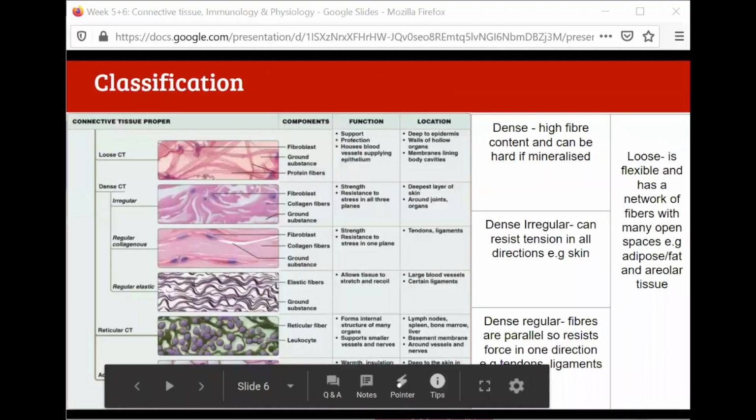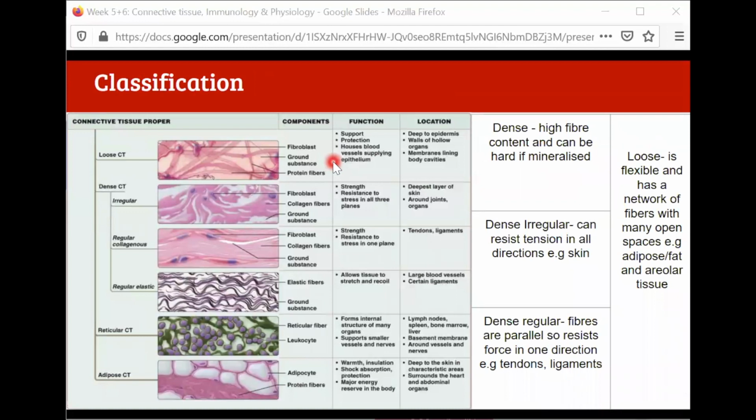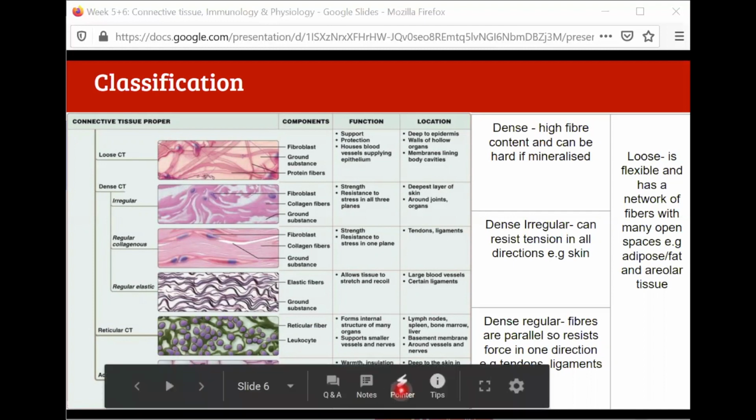Next thing we've got is the classifications of different tissues. On this left-hand side, we've got a bunch of different things, all these images, but the really key thing I want you guys to focus on is the loose and dense, just on the right-hand side. The classification of loose connective tissue is that it's flexible, there's a network of fibers with many open spaces. So we're talking about fat and areolar tissue. And you can see that just up top, top left-hand side, fibroblasts, ground substance, and protein fibers.